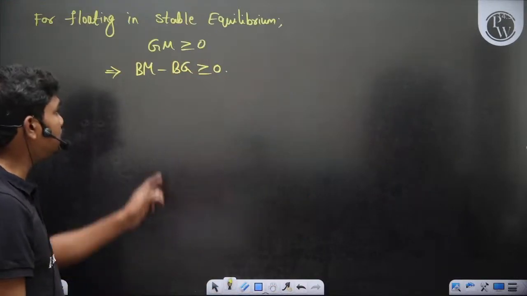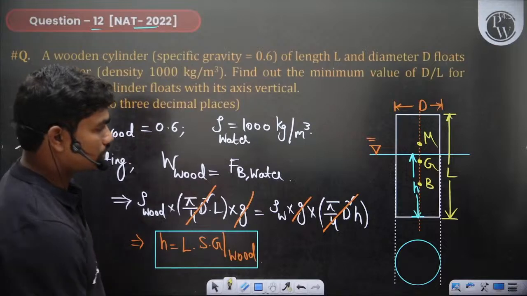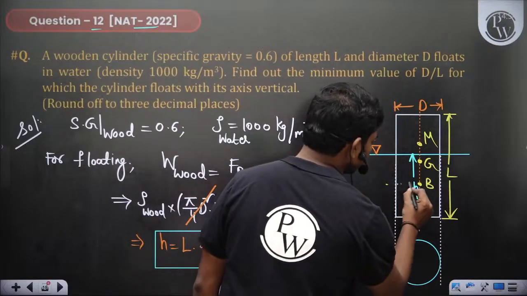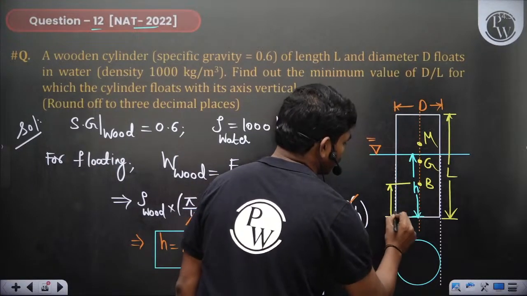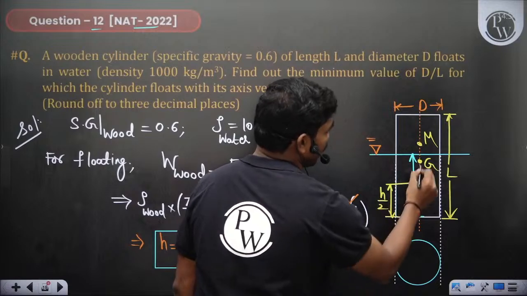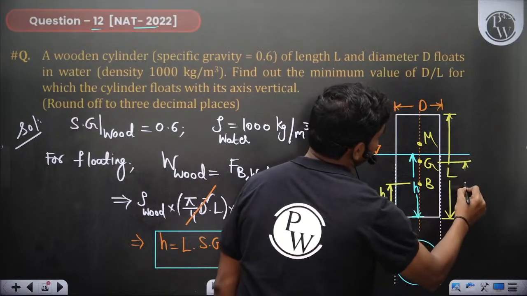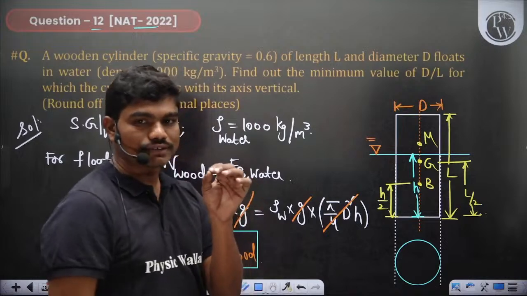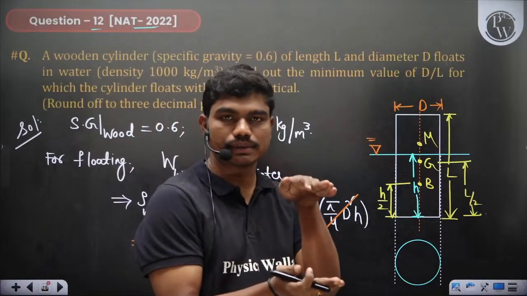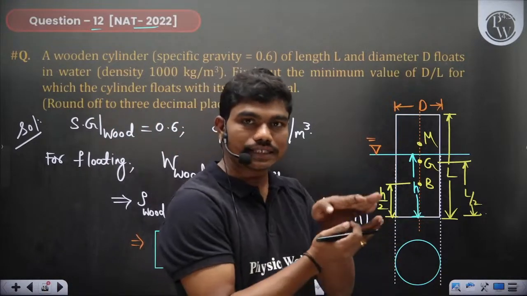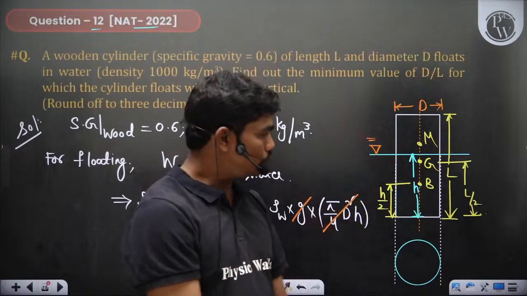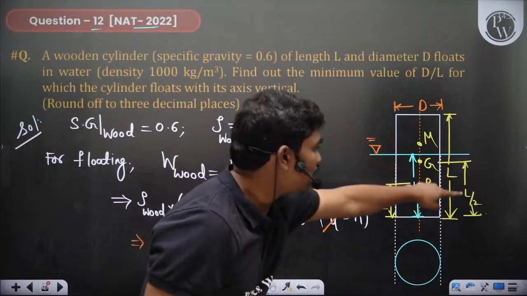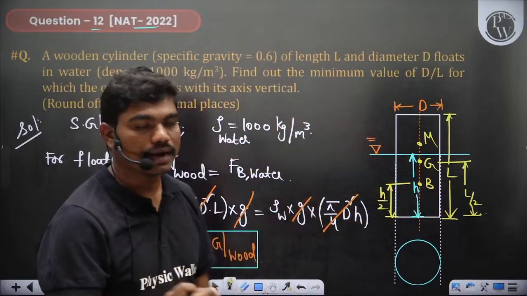Now let's see what would be BM. First of all, this B, the center of buoyancy, is h by 2, and G is L by 2 obviously, because the center of gravity of the body is exactly at half of the height from the base, and the center of buoyancy is exactly at half of the submerged portion. So this BG distance is L by 2 minus h by 2.